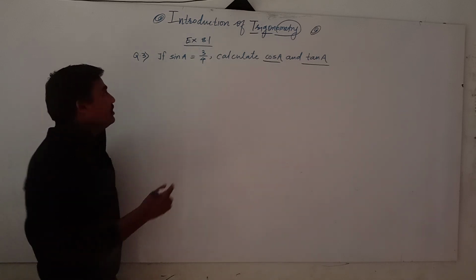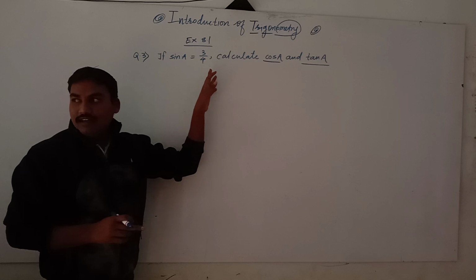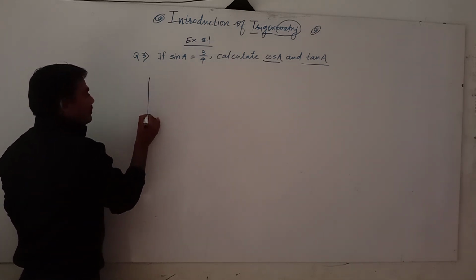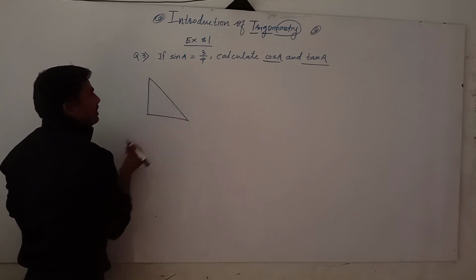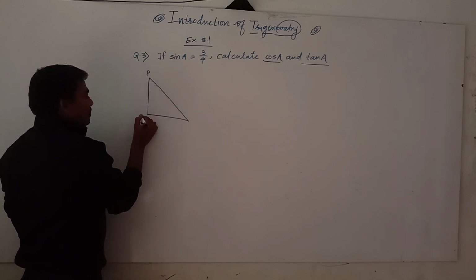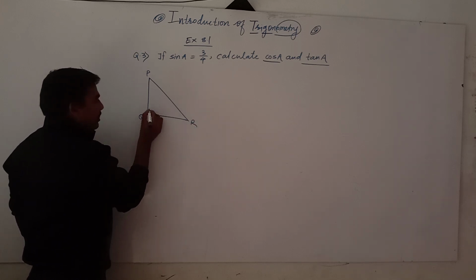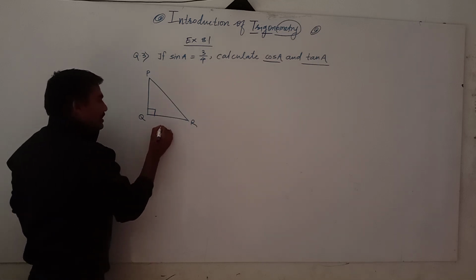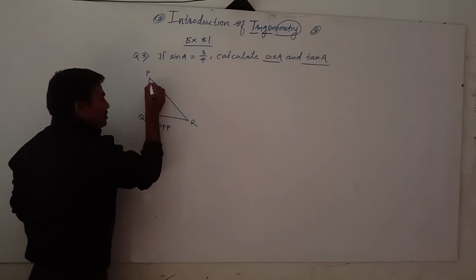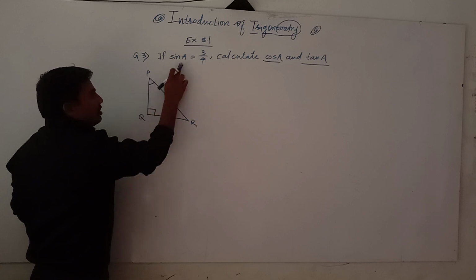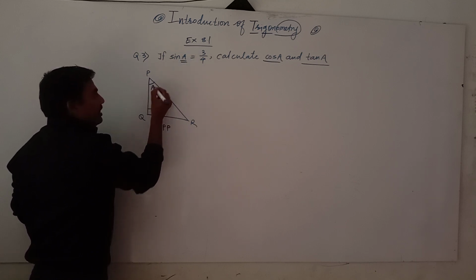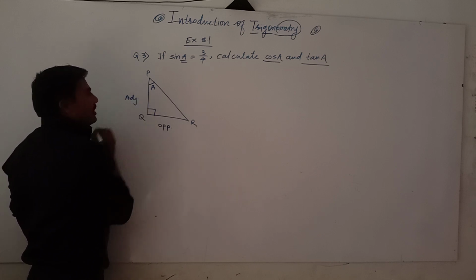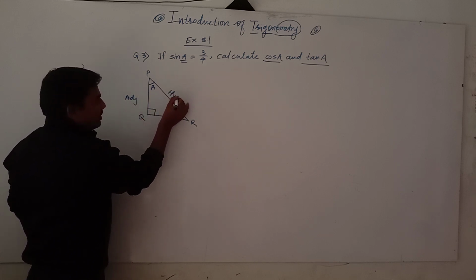But you are given the sine of A is equal to 3 by 4. So first I want to construct one triangle. Suppose one triangle is given, PQR. It is a triangle, right angled at Q. Theta is not given here, A is given, so I want to write A here. So opposite side, adjacent side, and it is the hypotenuse.